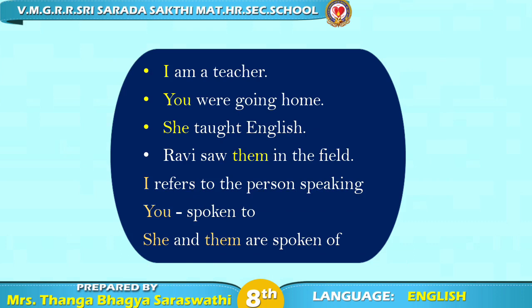Here we have four sentences. First, I refers to the person speaking. I is a personal pronoun. I am a teacher. Here I is the person speaking. The second one, you are going home. Here you is the person spoken to. Then she and them are spoken of. She taught English. Here she is the person spoken of. That person is not speaking now; that person is spoken of. And them is also a person spoken of.